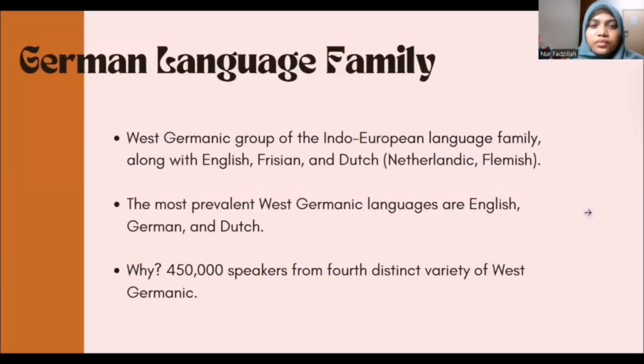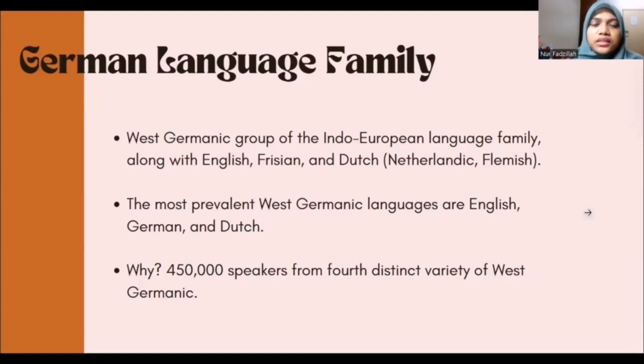Next, the German language family. German is under the West Germanic group, which is also under the Indo-European language family. In the West Germanic group, they also have English, Frisian, and Dutch, including Netherlandic and Flemish. But what are the most prevalent West Germanic languages in use? It is actually English, German, and Dutch.